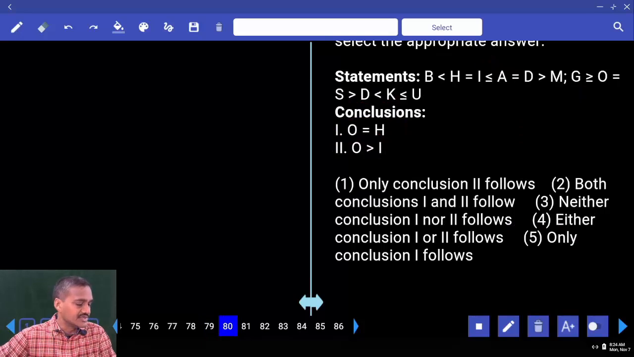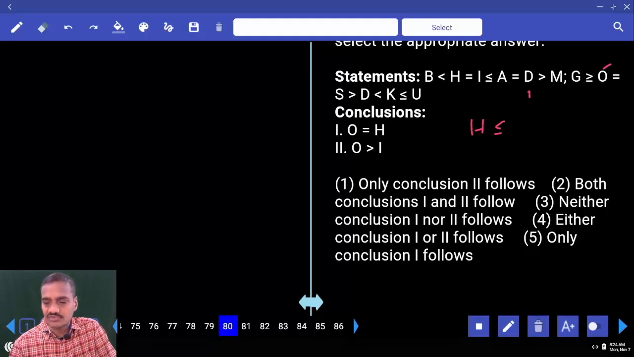Then coming to this 80. Now in this 80, the relation between O and H. Now O is here and H is here. Which element is common between O and H? D is common, right? Now as D is common, H lesser than or equals to D only.